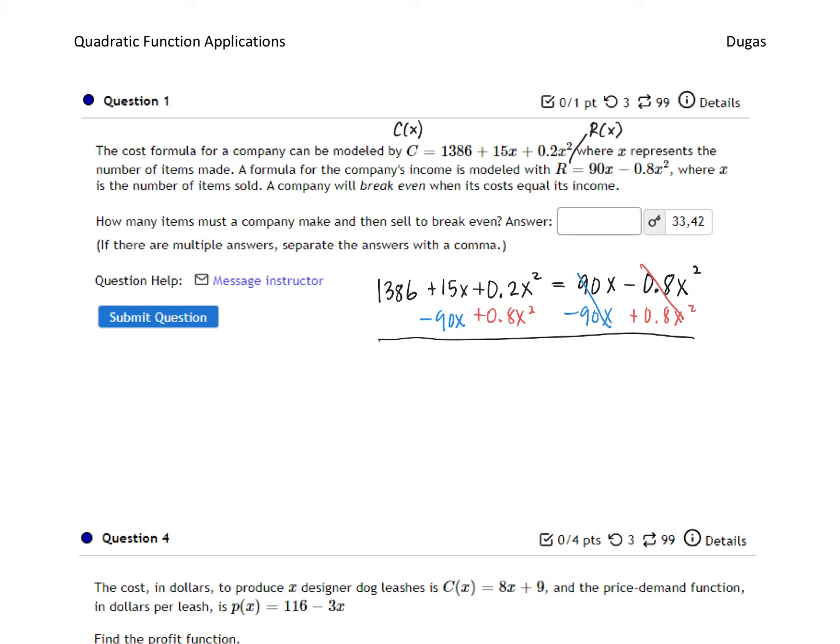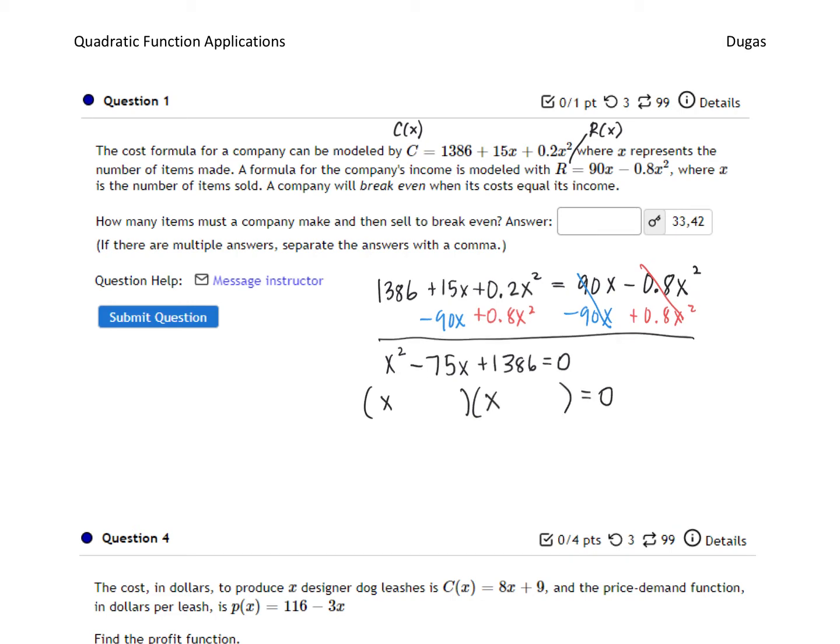And on the left hand side, I'm going to rewrite it so that it's in descending order. So the x squared piece will be first. 0.2 plus 0.8 is 1, so 1x squared. 15x minus 90x is negative 75x. And then we have plus 1386 equals 0. And so now I can try to factor or I can do the quadratic formula. If you're not sure how this factors, maybe it would be easier to do the quadratic formula. I do happen to know how it factors, so I'm going to do it that way.